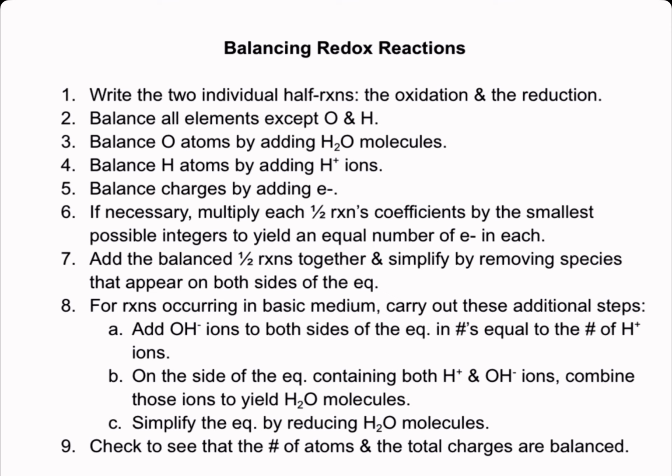For reactions occurring in basic solution, there's a few more steps. You have to add OH- ions to both sides of the equation in numbers equal to the number of H+ ions that you just added. And on the side of the equation containing both H+ and OH-, you want to combine to yield H2O molecules, and then simplify by reducing the H2O molecules. Finally, check to see that the number of atoms and the total charges are balanced.